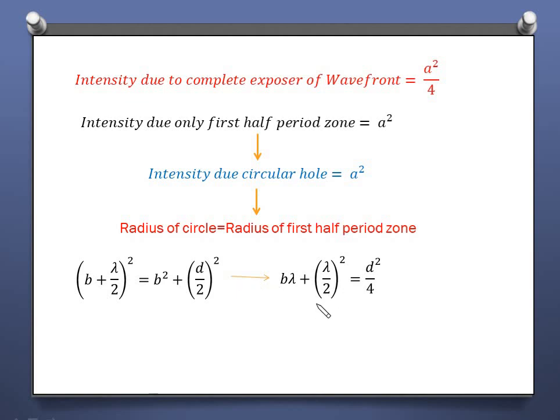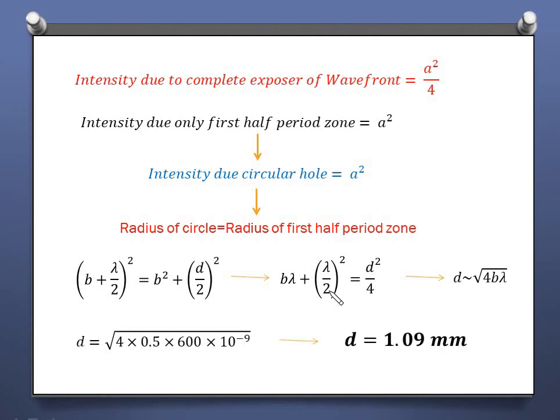and here the lambda square term can be neglected because the other two quantities are small compared to it. So we will have D approximately equal to the square root of 4b lambda. Substitute the values of b and lambda, and you will get the answer D equals 1.09 millimeter.